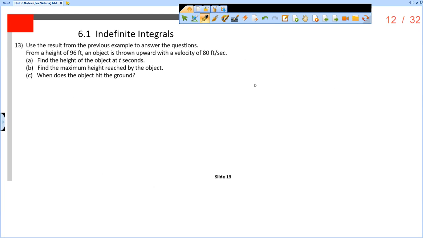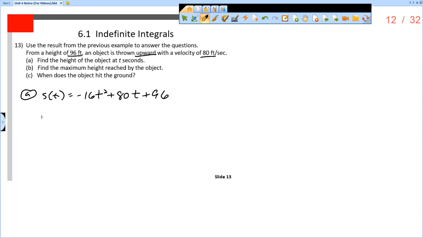All right, so now we're going to use that equation to answer these questions. Use the result from the previous example to answer the questions. From a height of 96 feet, an object is thrown upward with a velocity of 80 feet per second. So what does that mean? Well, for part A, that's the s of t equation. So we have negative 16 t squared plus v sub 0, the initial velocity, so that would be 80. And remember, it is positive because we're going upwards. If it was downwards, it would be negative. And then plus the initial position, a height of 96 feet. So that's part A. That's it.